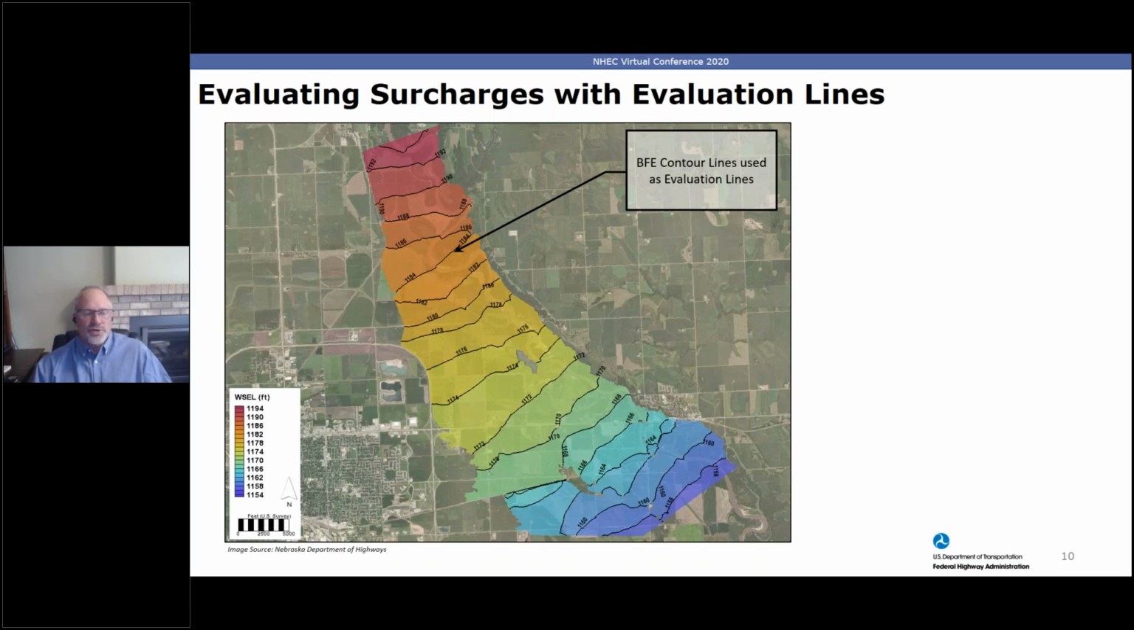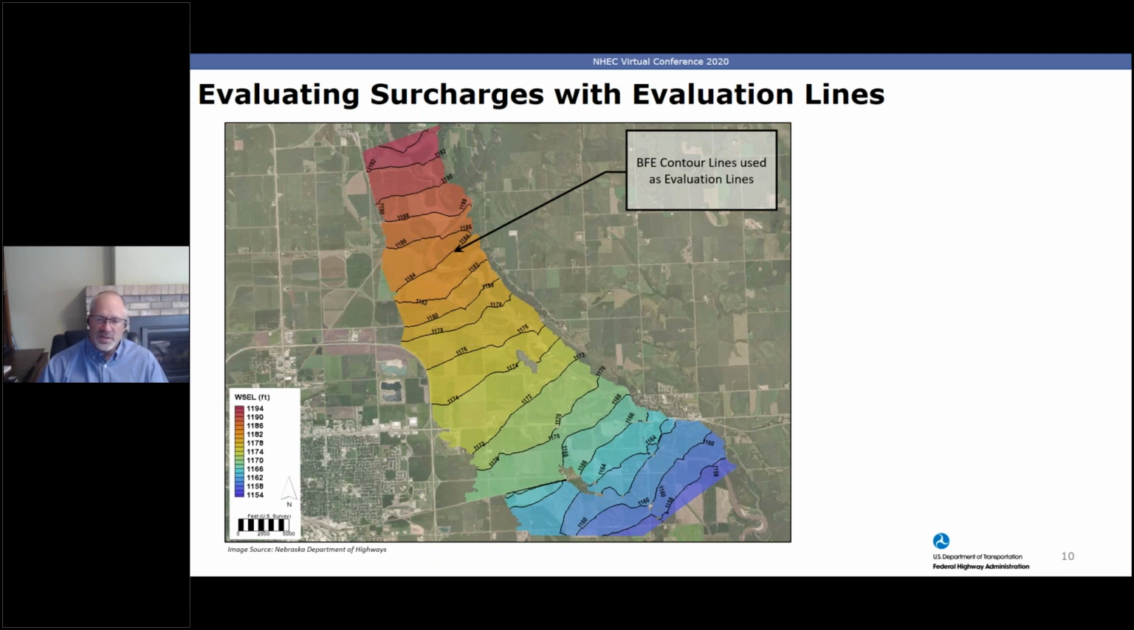And so the consortium group that I mentioned earlier came up with the idea of using base flood elevation contour lines as evaluation lines. Okay? And then using averaged values along the lines. Okay. So this averaging approach is consistent with the current state of the practice that we use in 1D modeling. The BFE contours, the base flood elevation contours, are already perpendicular to the flow, and their location is not subjective. So they seem to provide a good reference.